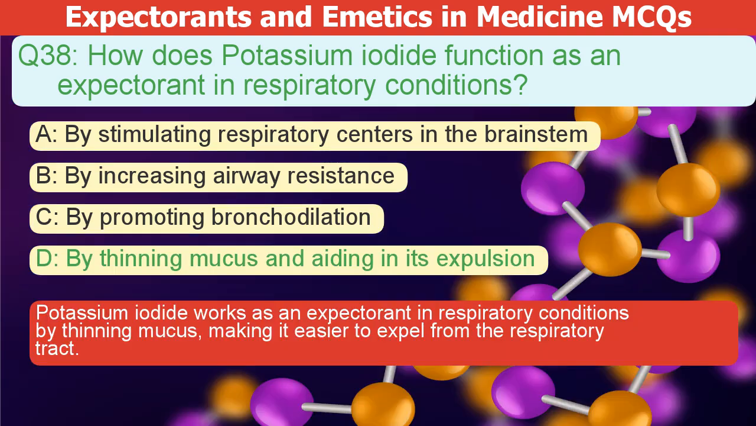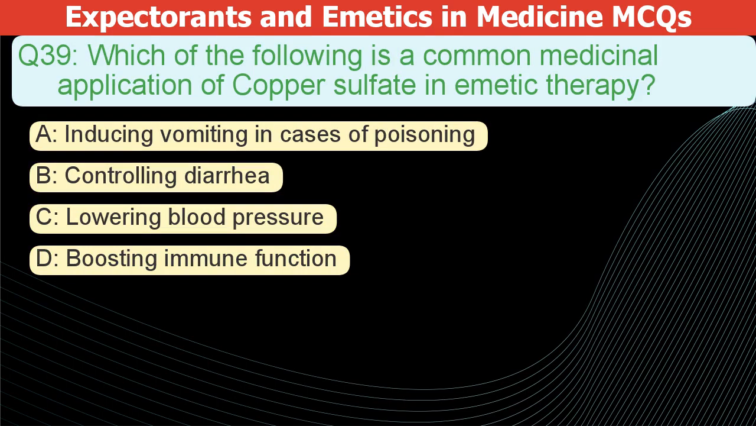The correct answer is D. Potassium iodide works as an expectorant in respiratory conditions by thinning mucus, making it easier to expel from the respiratory tract. Which of the following is a common medicinal application of copper sulfate in emetic therapy?